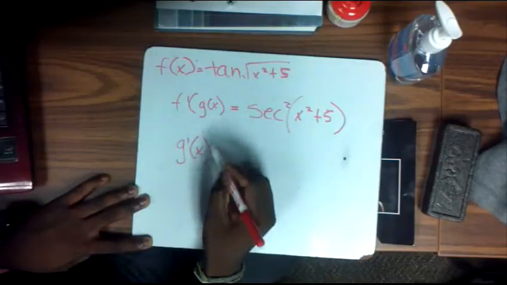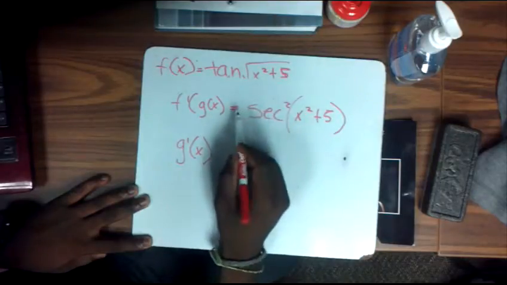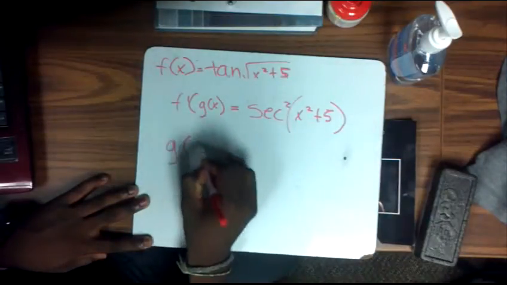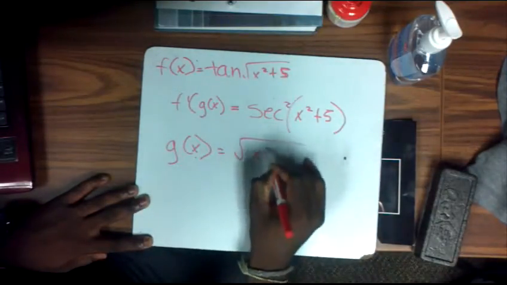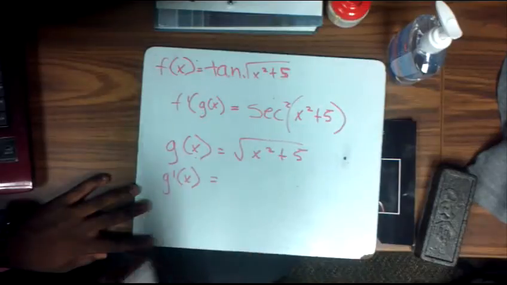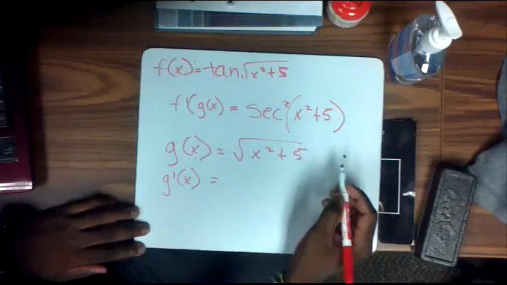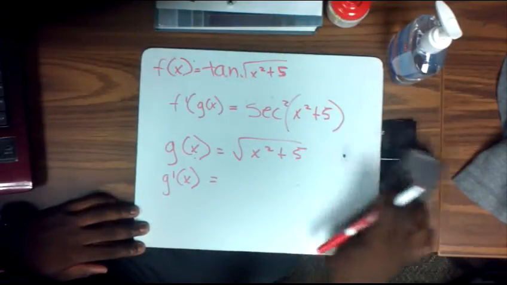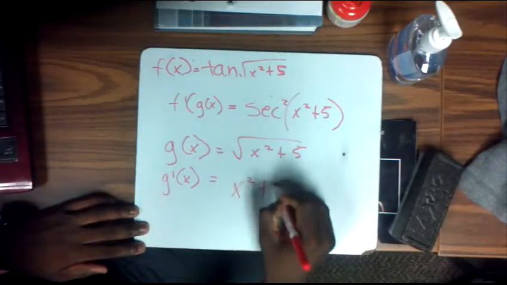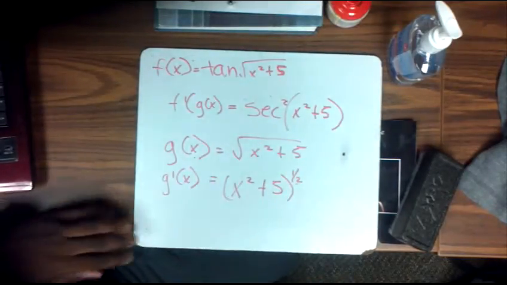And g prime of x, well, g of x here would equal the square root of x squared plus 5. So if we're trying to find g prime of x, well, let me write that. g of x is equal to the square root of x squared plus 5. So g prime of x is, here's the tricky part because x squared plus 5 is under a square root, but calculus has taught us that you can easily change that into x squared plus 5 to the 1/2, because the square root is basically just a 1/2 power.